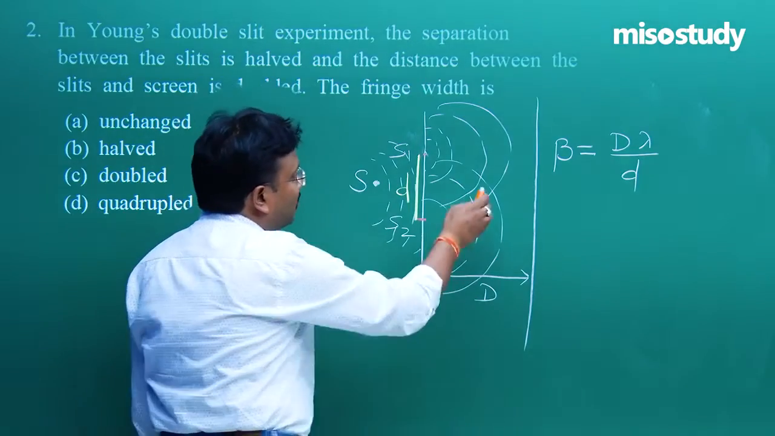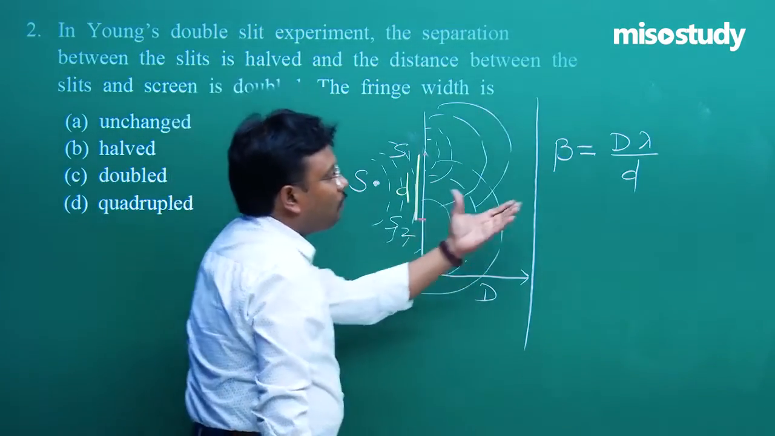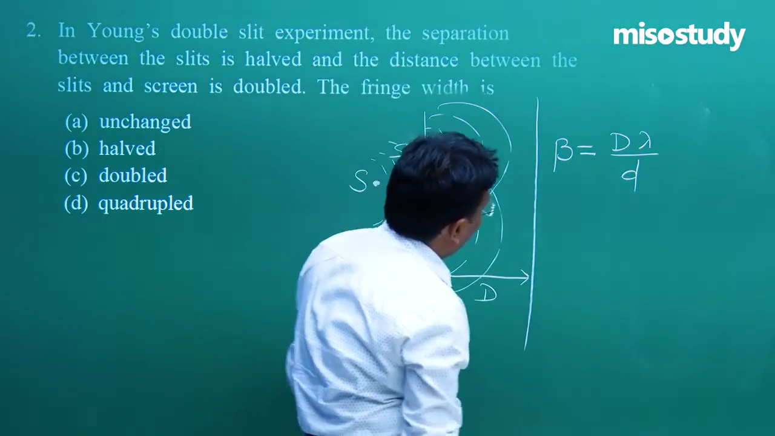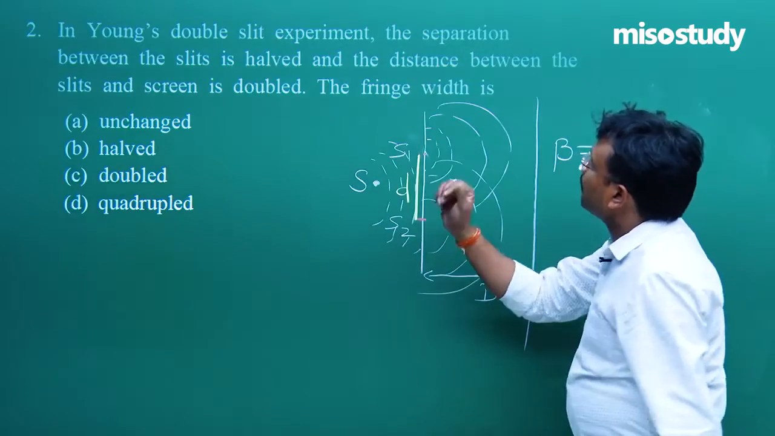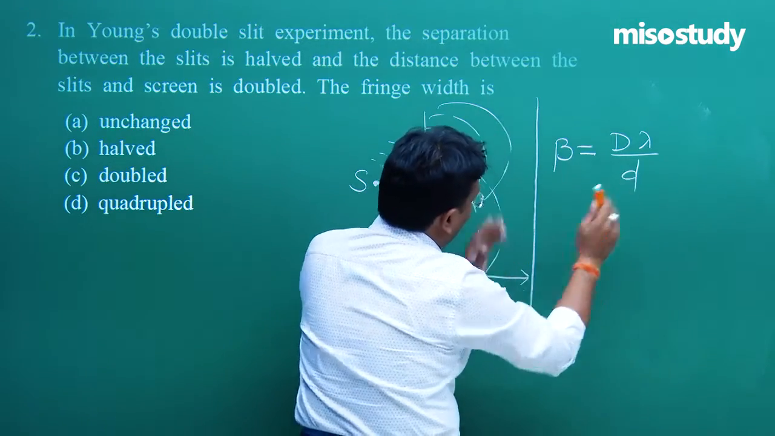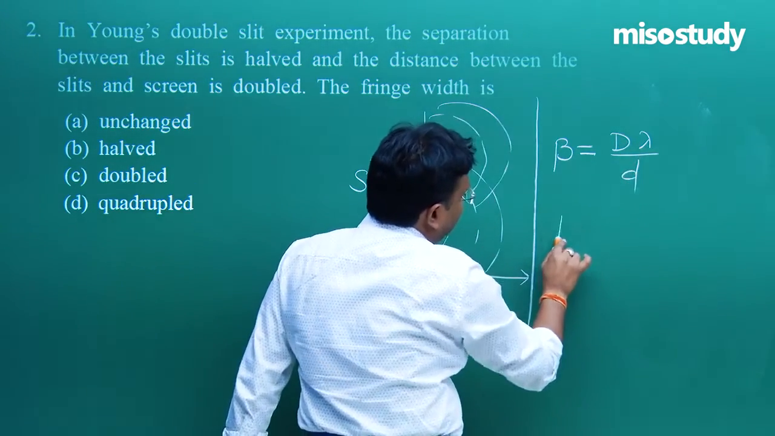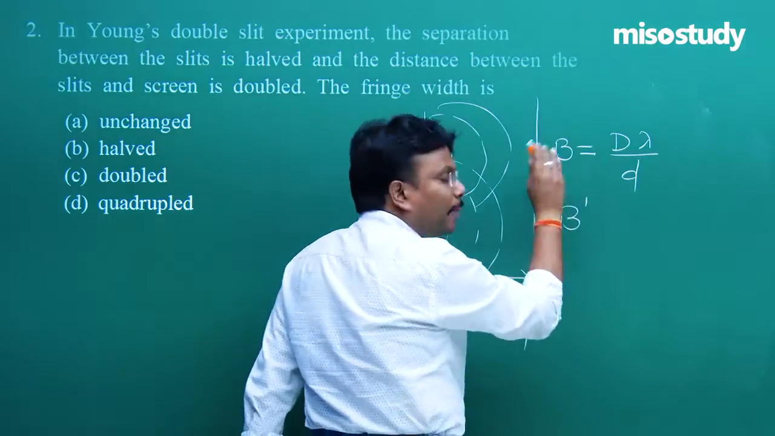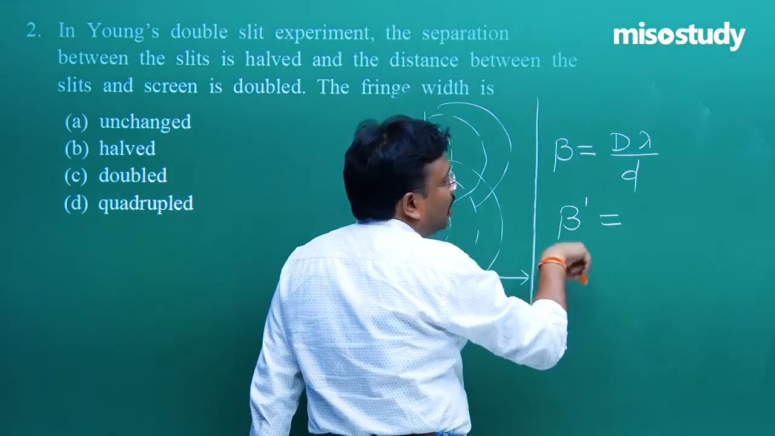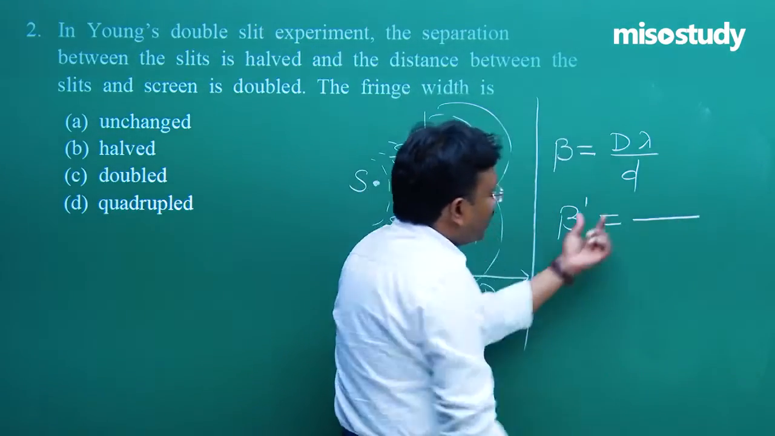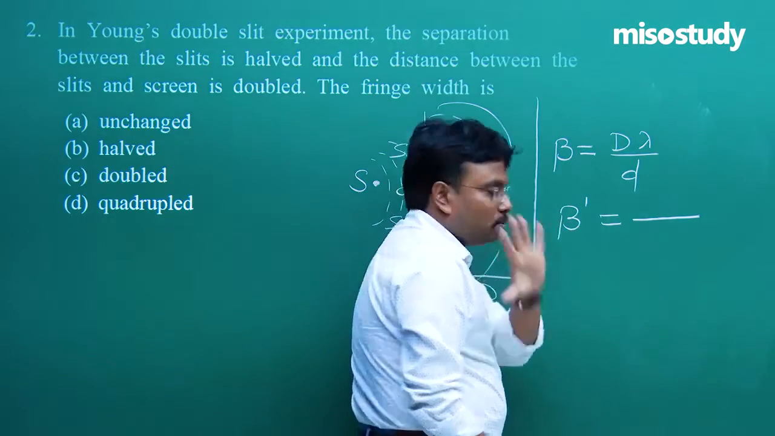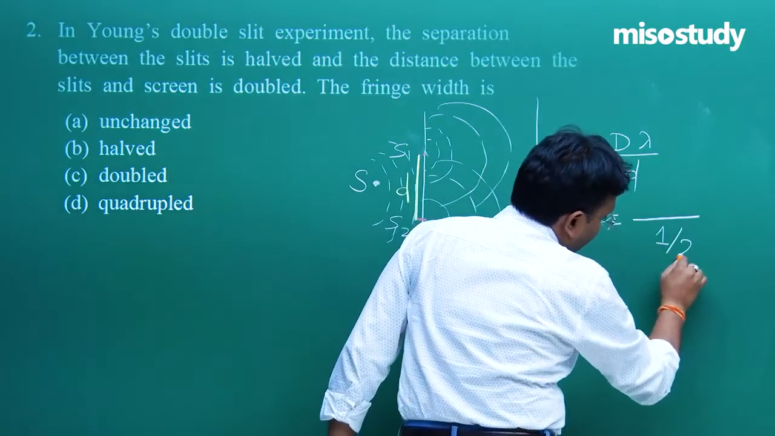Now, once the diagram is clear and the formula is clear, what is left? Next is to read the problem and then find the solution. Okay, now let's read it. The separation between the slits is halved. So we have to write down the formula twice. This is the first condition. The second condition is beta prime, beta or W, prime. Why prime? Because now it is bound to change. Beta prime is equal to, it is D, so next time it is D by 2, or you can simply say 1 by 2.